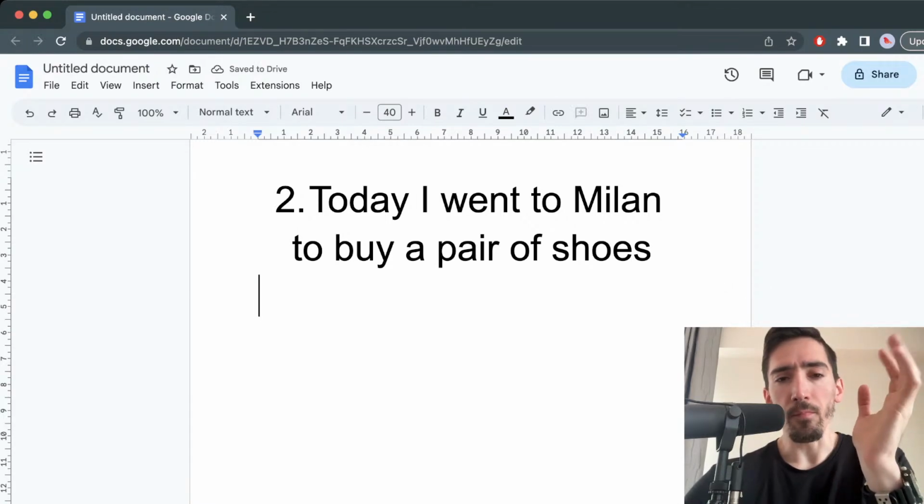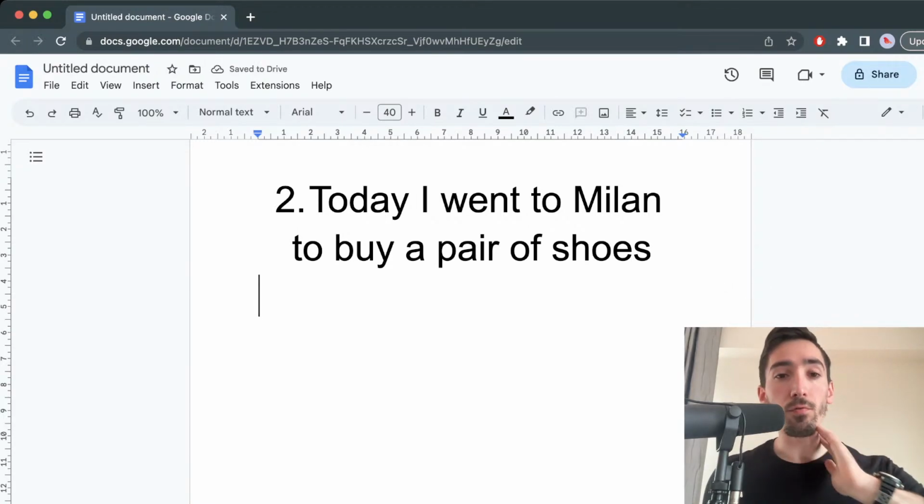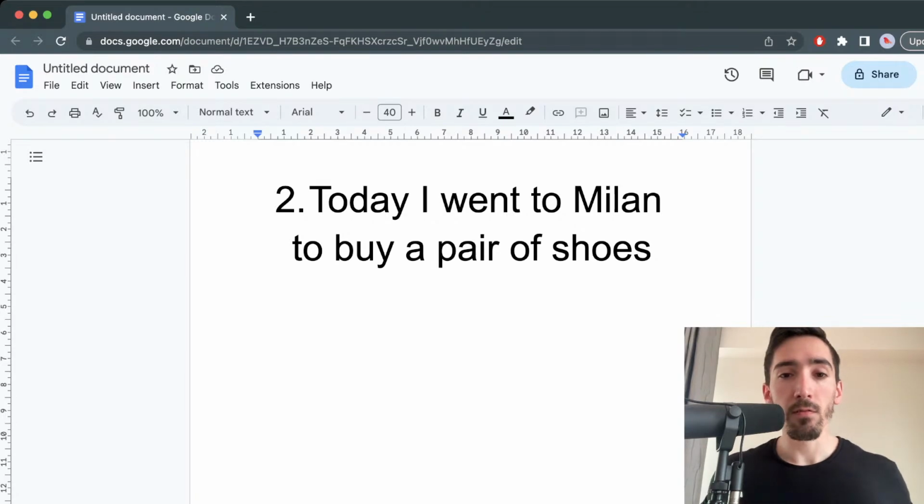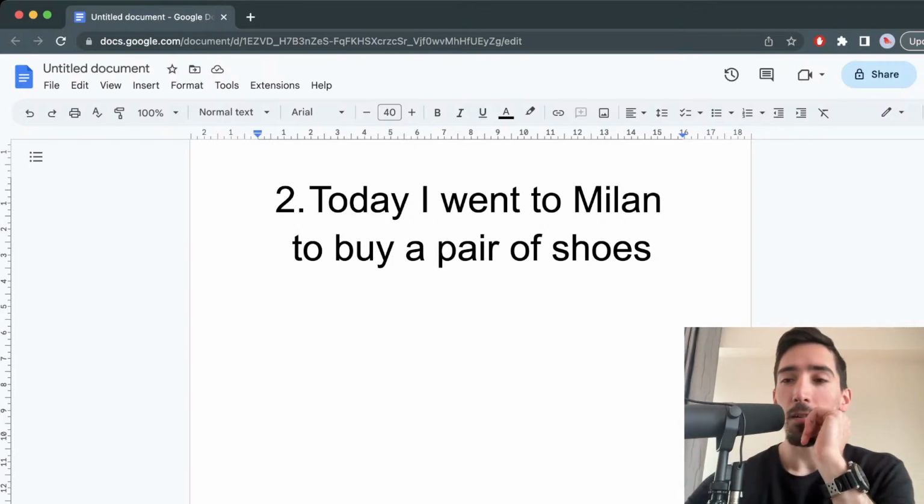Again, the goal is not to get it right. The goal is to attempt and see how far we can get. So feel free to try your best and give it a shot.